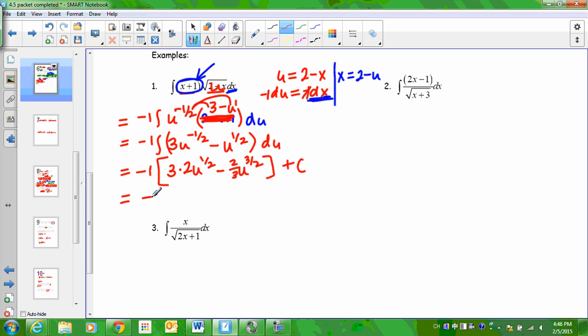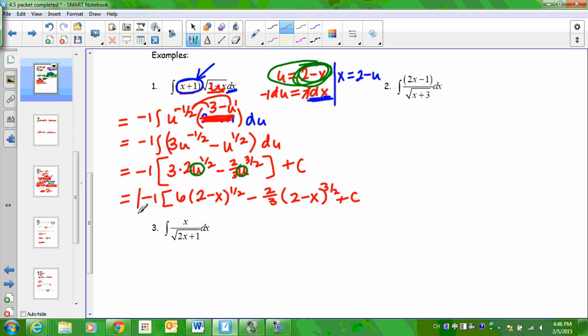Last step, you could simplify these, make that a 6 if you want to. You don't have to, though. What you do have to do is always make sure you replace these little u's with what they're actually equal to, which is 2 minus x. Okay, also optional would be distributing that negative through. That's something you don't have to do, but you could do. It would just make it a negative 6 and a positive 2/3.